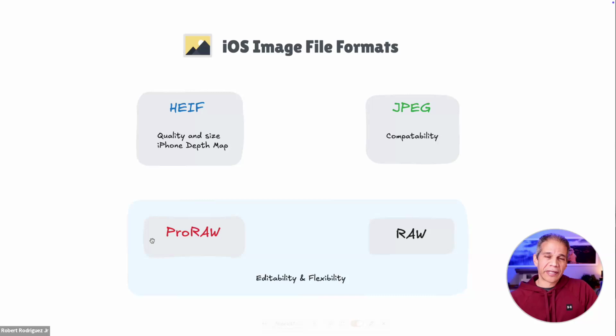And what they're doing with ProRAW is they're giving you most of the editing capabilities of RAW, but they are applying a little bit of processing, their computational processing. So it adds a little bit of sharpness, maybe a little bit of improved exposure or improved color, things like that. So it's not a pure RAW file. It's called ProRAW, and there are some differences between RAW and ProRAW that you need to understand.